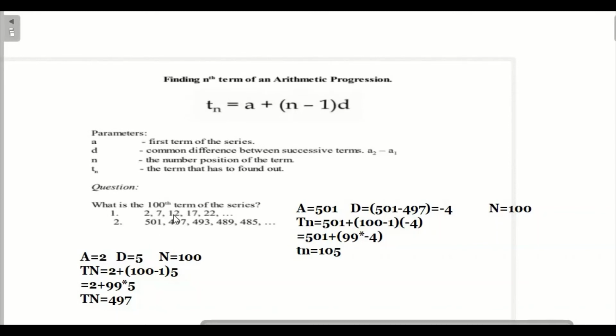So here they have given the initial term, that is 2, or in the second 501. We have to find the difference between the two elements. For the first sum it is 5 between the two numbers, and in the second it is in decreasing order, minus 4. So we have to find till n. So this is the formula, a plus n minus 1 into d. So we'll move on to the next sum.